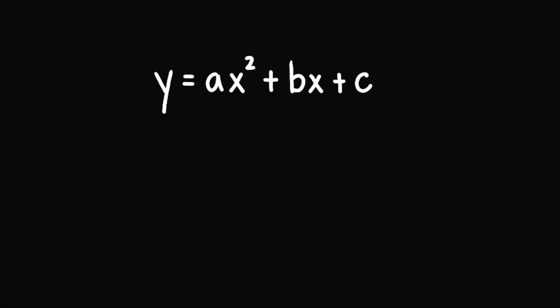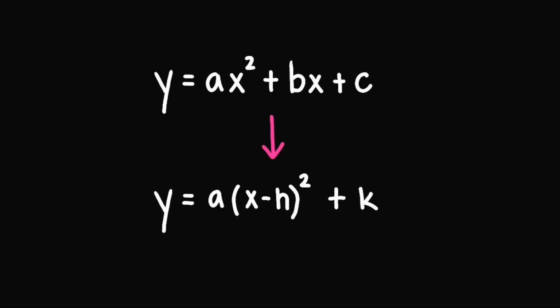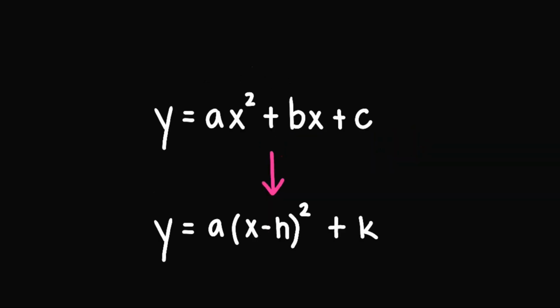Hi there. In this video, I'll be sharing a trick on how to convert an equation of a parabola from its standard form to the vertex form without using completing the square. So to do this, our trick is to first find a, h, and k. So how do we obtain this?